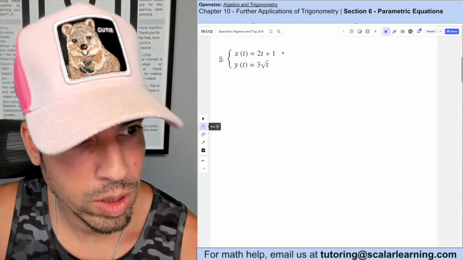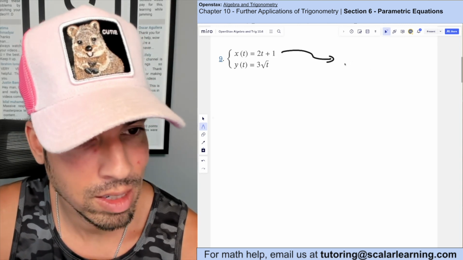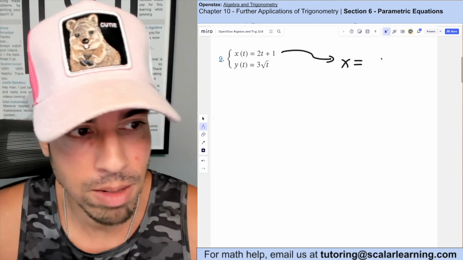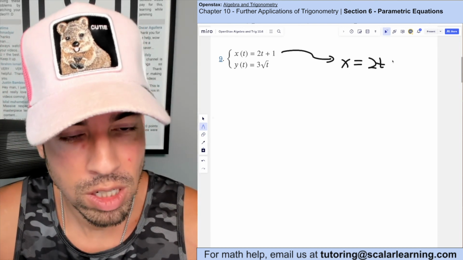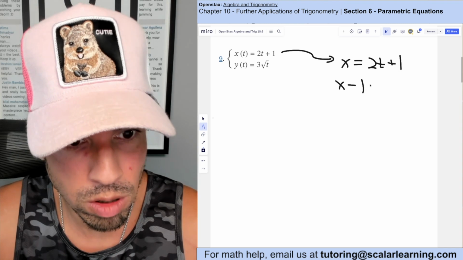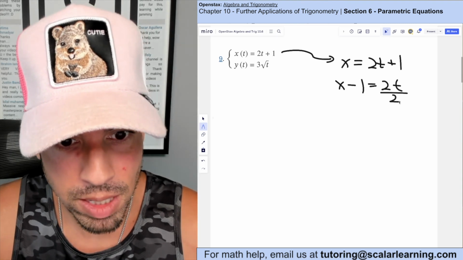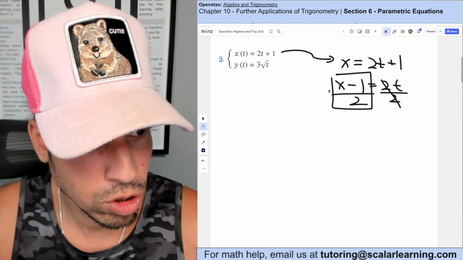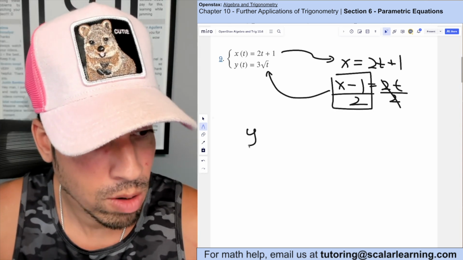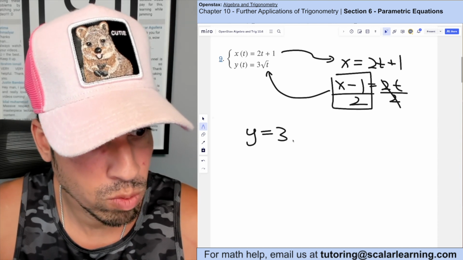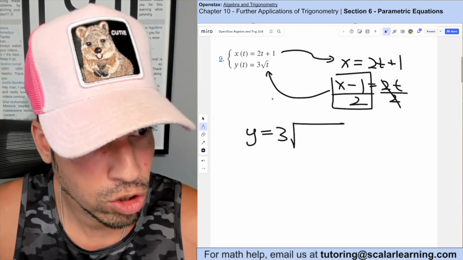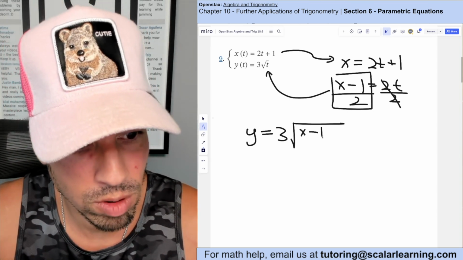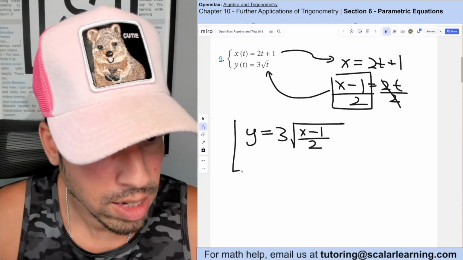For this one, we're trying to consolidate the system into one variable. I'm going to start with the first equation and isolate t. Again, I'm going to write it as x equals, just removing the x of t. Same thing, we'll say x equals 2t plus 1, then I'm going to subtract 1 from both sides, and then divide by 2. And we get t equals (x minus 1) over 2. Then I'm going to plug and chug. So now we have y equals 3 times, and I'm going to replace the t with the (x minus 1) over 2. And then we've got this here, and that's how you do it.